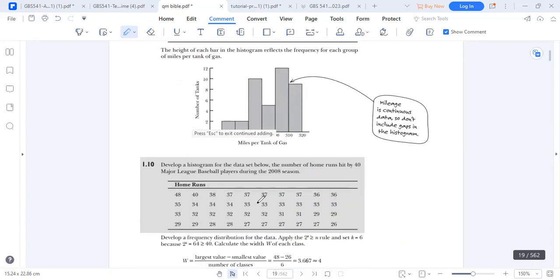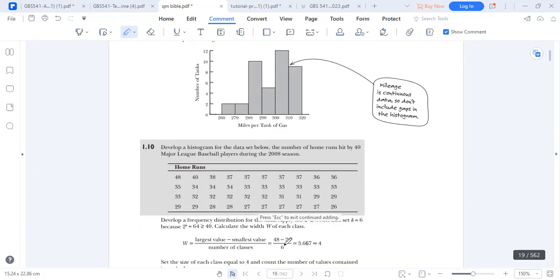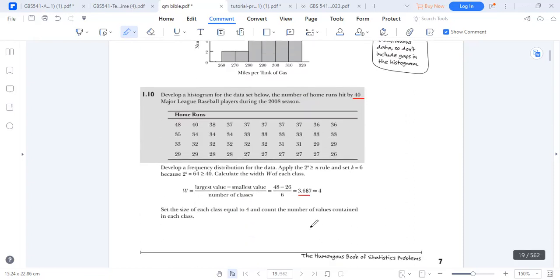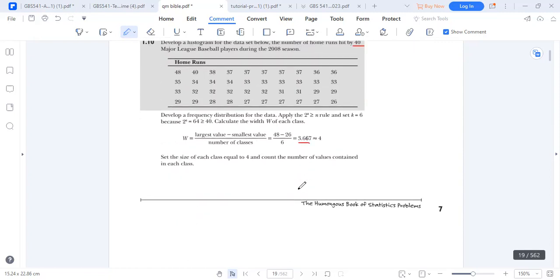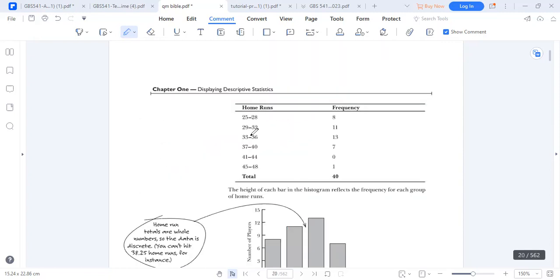Then we have such data here. Again, the number of classes is 6, because n is 40. Then the range gives us 3.667, so rounded up to 4 ideally. Then the smallest number is 26. So we can start with 25 to 28, 29 to 32, 33.